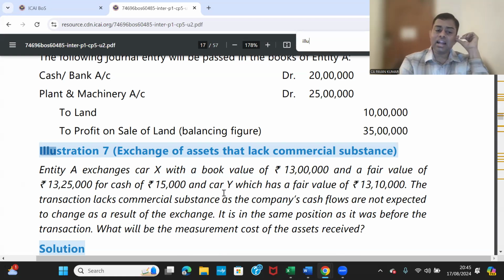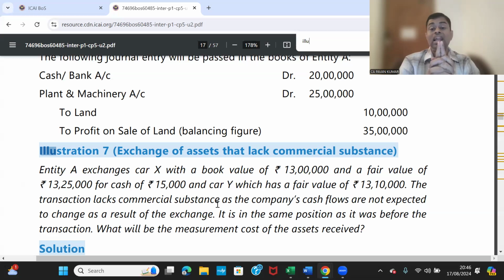So they clearly said that the transaction does not have commercial substance. They have to mention it. If they have not mentioned it, you assume that it has commercial substance. Now see another thing I tell you. Don't break your head over what commercial substance is. They mention there is commercial substance, or they mention there is no commercial substance, because practically it is a very big debate. Don't go into that. They mention it in the question, so what to do?